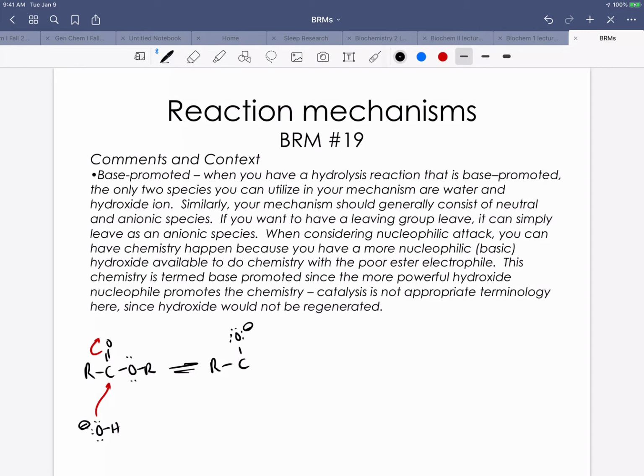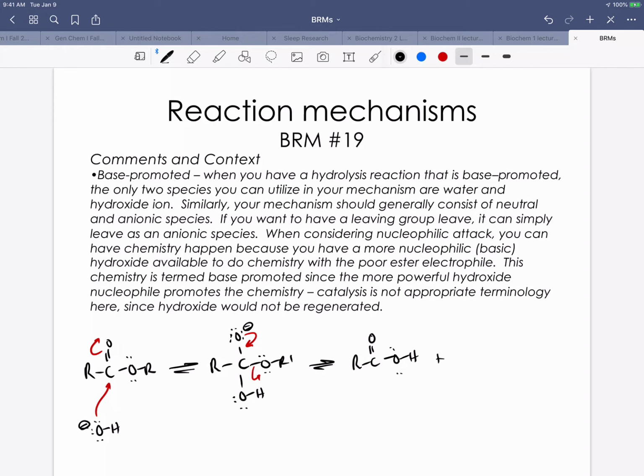It's okay to have this alkoxide anion here because remember, we're going to have intermediates that either are neutral or negative. So here's our intermediate. We're going to take this intermediate and have our leaving group leave. And as we highlighted, it's okay to have that leaving group leave as an anionic species because of the environmental conditions that we're in.